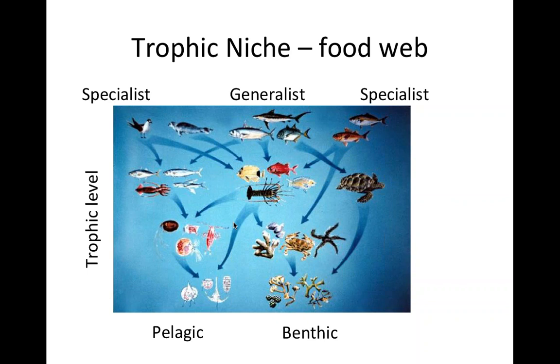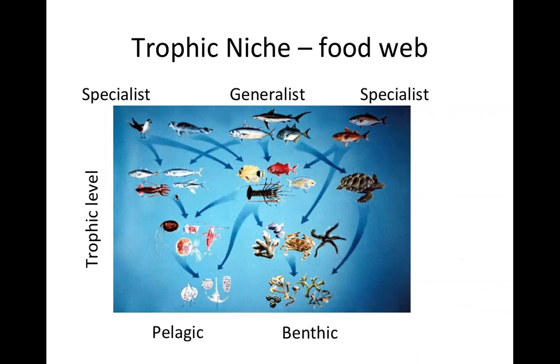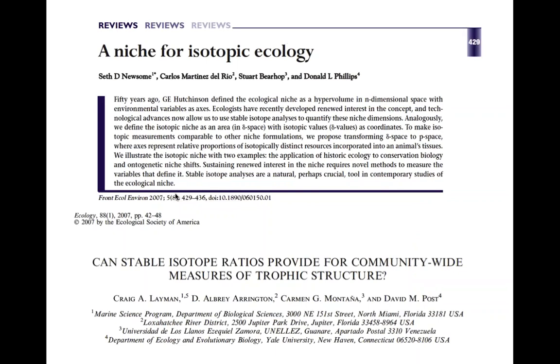But there's been a push, because we know we can characterize this food web using stable isotopes. There's been a push in the last 10 to 15 years to try and find a way of numerically characterizing this, rather than just saying, okay, well, we can visually see how it works. How can we actually put numbers on it and analyze it?